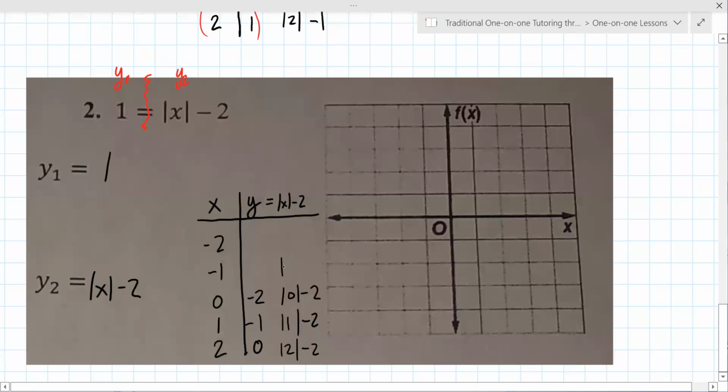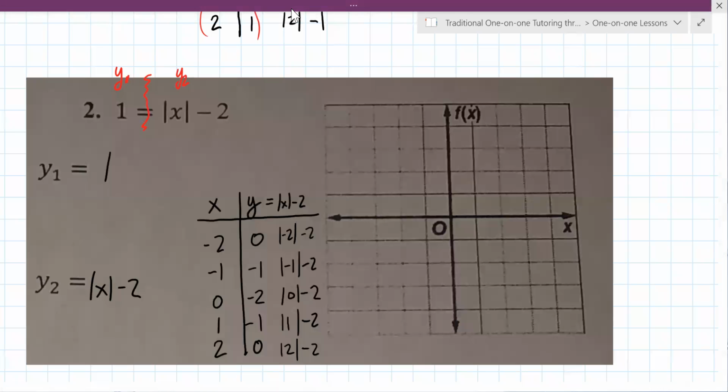And then you do the same thing for the ones up here. You first find the absolute value of -1. That's 1. Subtract 2 gives -1. Absolute value of -2 is 2. 2 minus 2 is 0. Okay. So then you go and you graph these points.